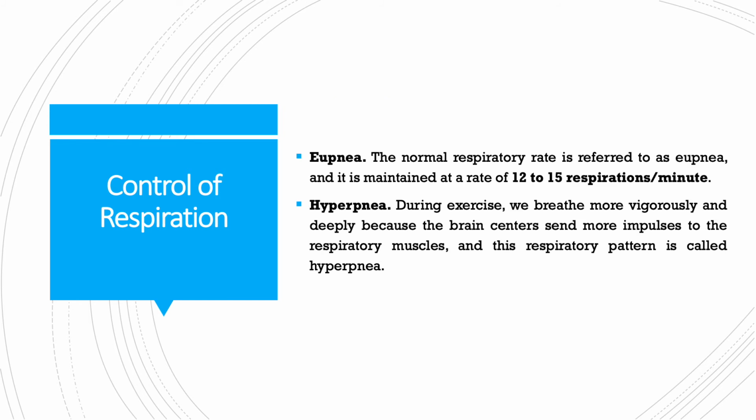In continuation of control of respiration, now eupnea. The normal respiratory rate is referred to as eupnea and it is maintained at the rate of 12 to 15 respirations per minute. Hyperpnea. During exercise, we breathe more vigorously and deeply because the brain center sends more impulses to the respiratory muscles, and this respiratory pattern is called hyperpnea.